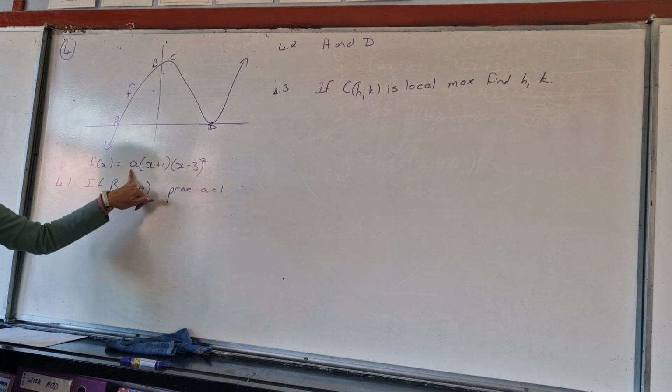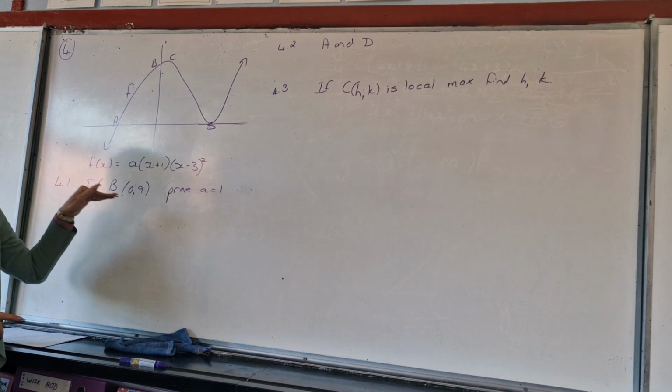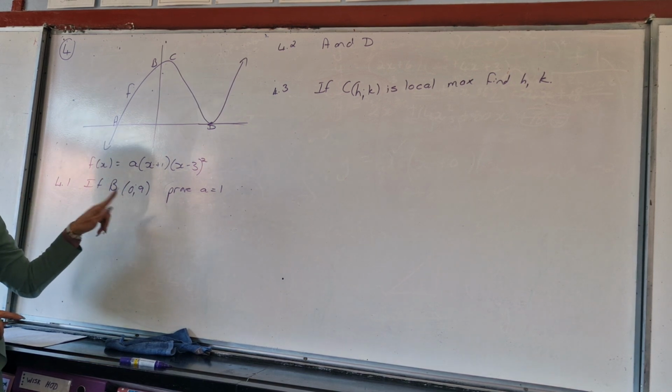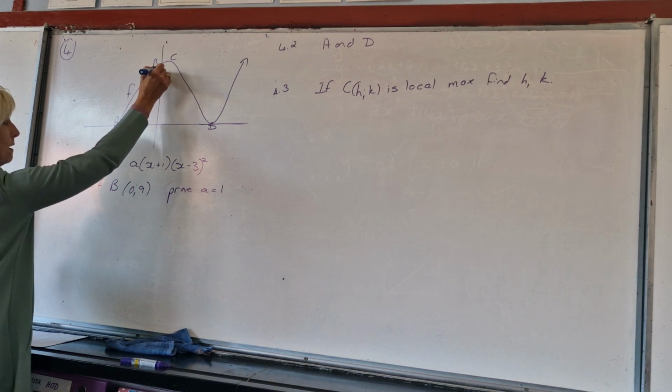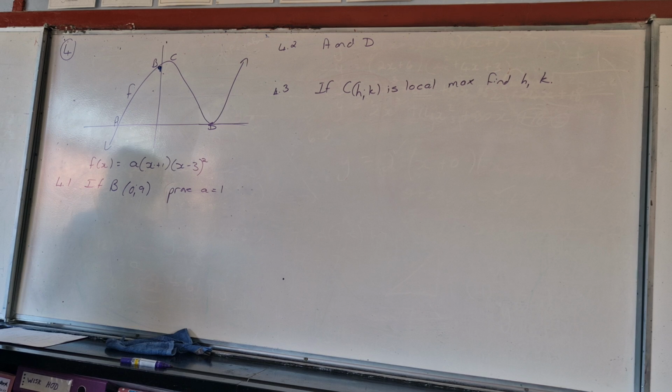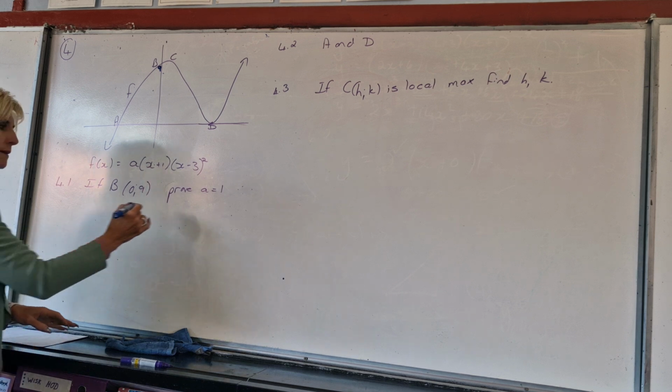All I'm asking is for A. The question said, not on the sketch, so you've got to read that they said B is (0, 9), so that means the y-intercept is 9. If it's 9, then prove to me that A is equal to 1. What must I do? Substitute B in.